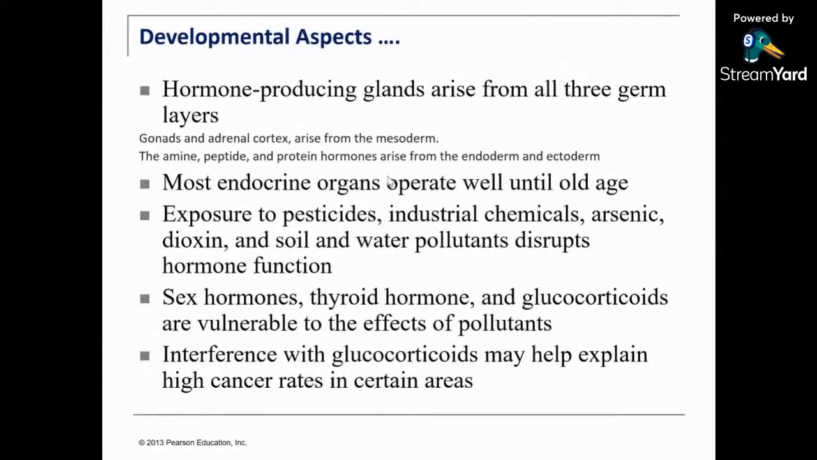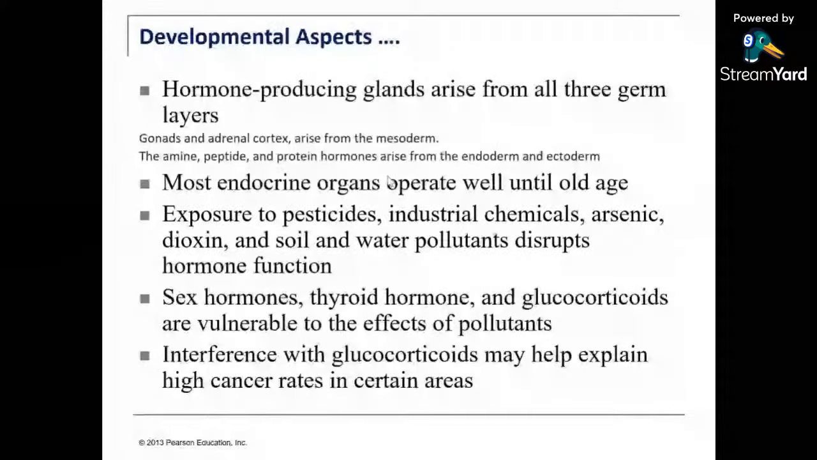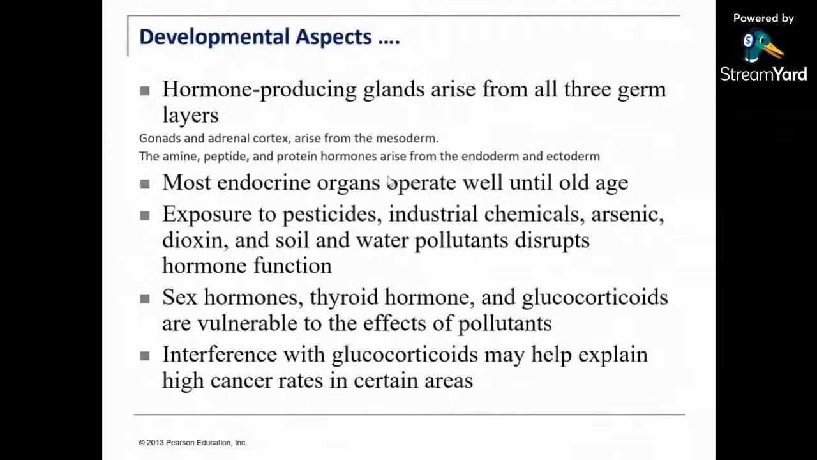Exposure to pesticides, industrial chemicals, arsenic, dioxin, and soil and water pollutants disrupt hormone function. Sex hormones, thyroid hormones, and glucocorticoids are vulnerable to the effect of pollutants. Interference with glucocorticoid may help explain high cancer rates in certain areas.